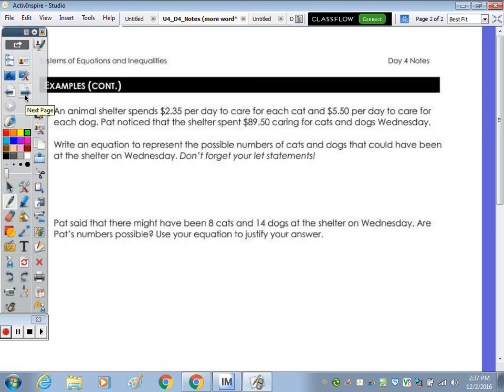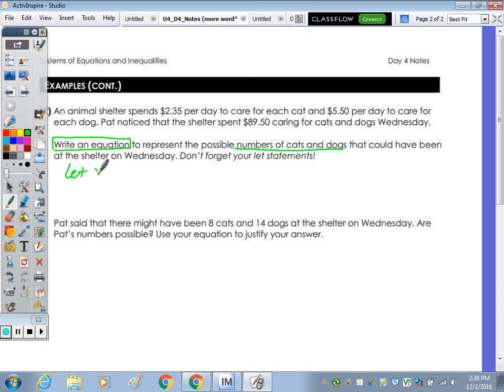Okay, so number 2, it says you have an animal shelter that spends $2.35 per day to care for each cat and $5.50 per day to care for each dog. Pat noticed that the shelter spent $89.50 caring for the cats and dogs on Wednesday. The first part says to write an equation to represent the possible number of cats and dogs that could have been at the shelter on Wednesday. So when you think of the equation, you should be thinking y equals mx plus b, or your function rule, and it's going to represent the possible number of cats and dogs.